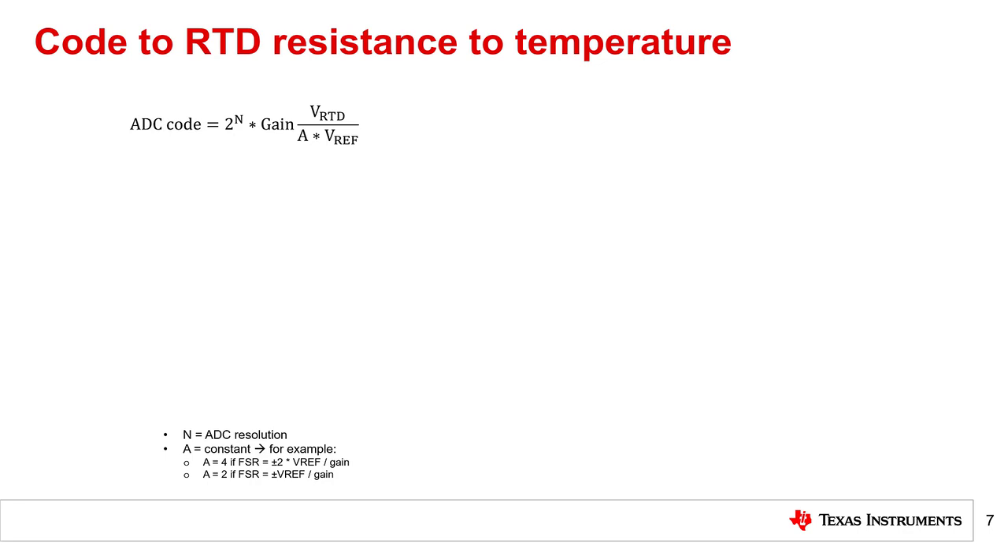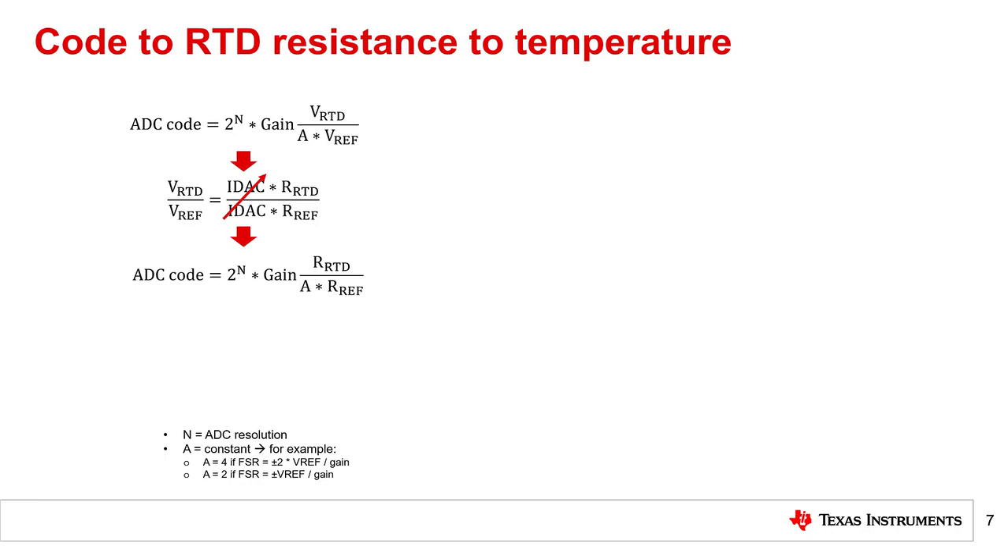This scaling factor is defined by the ADC full scale range equation found in the datasheet and can be different from device to device. As an example, A equals 4 if the ADC full scale range is equal to plus or minus 2 multiplied by Vref divided by gain. For an RTD system, the RTD and reference voltage are given by the equation shown here, which was derived earlier in this presentation.